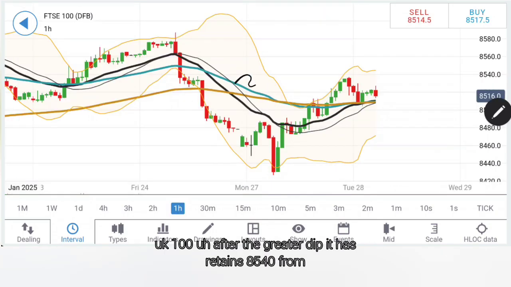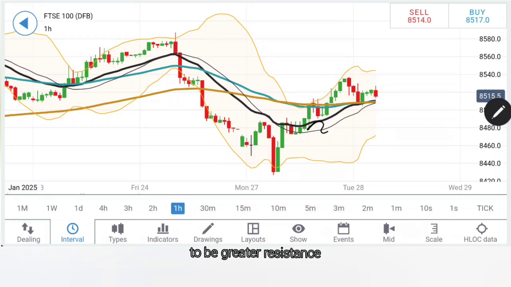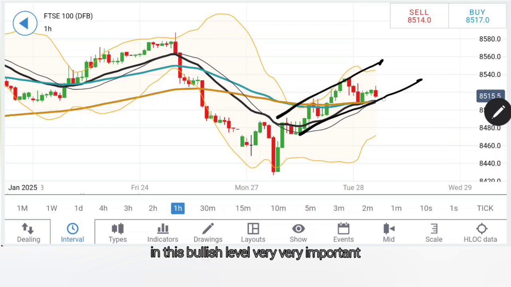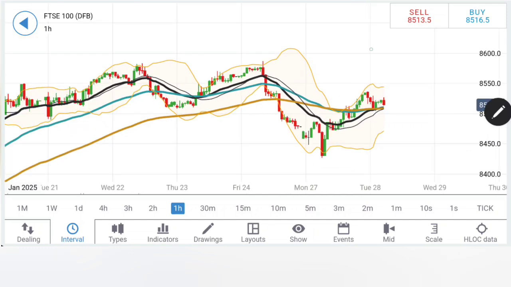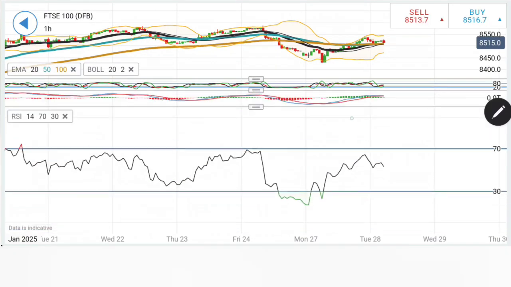See, UK 100, after the greater dip, it has retraced to 8540, from where this dip has started, which has proven out to be greater resistance. And right now, if you notice, it is trading in this bullish channel. Very important for UK 100 to trade below the 8500, 8480 zone. Only if it trades below 8480, you can expect another round of drop here. The moving average is trying to cross over for a buy. Stochastic rising. The MACD is right now in green, trying to cross over for sell.